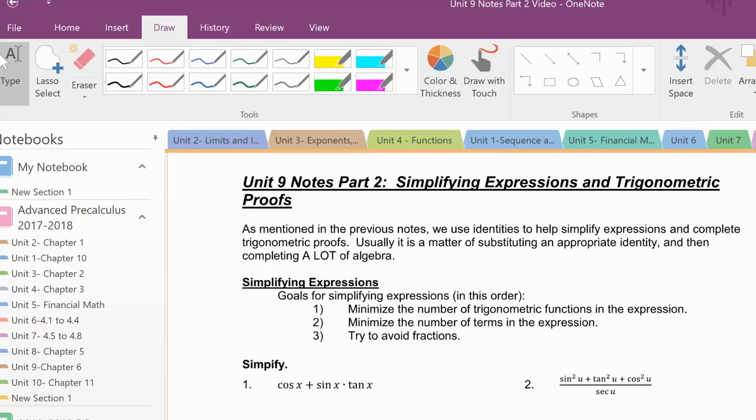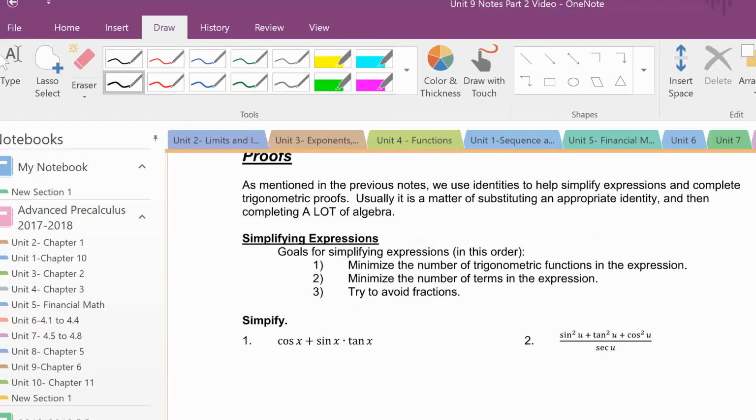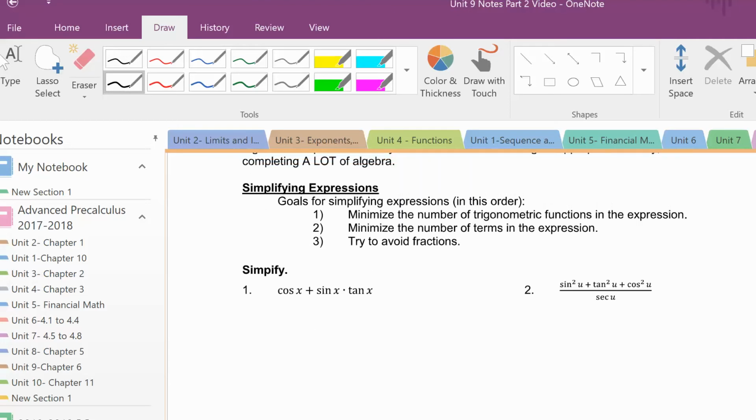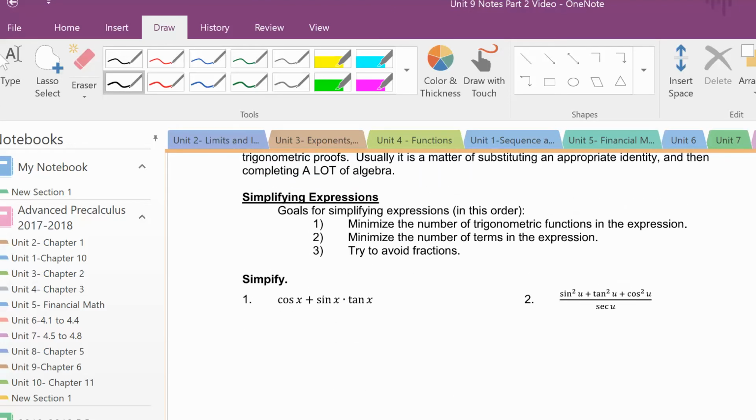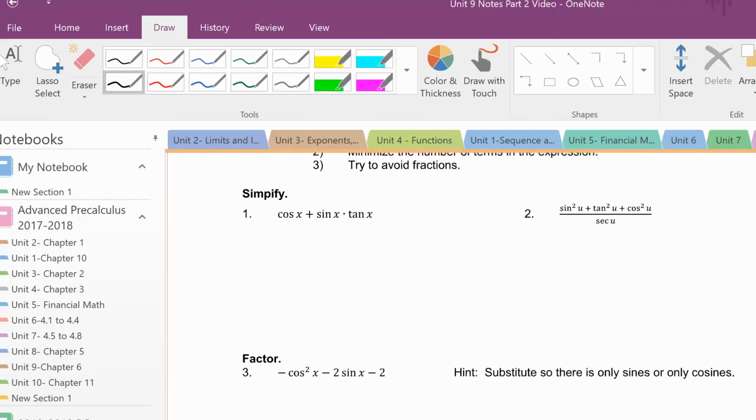Welcome to tonight's video on Unit 9, Part 2, Simplifying Trigonometric Expressions and Trigonometric Proofs. So remember the goals as listed here when you're doing these. First of all, simplifying the expressions, you just want to make it as simple as you can. Remember also everything can be rewritten in terms of sine and cosine.